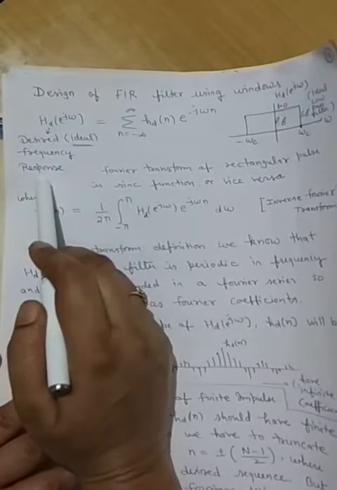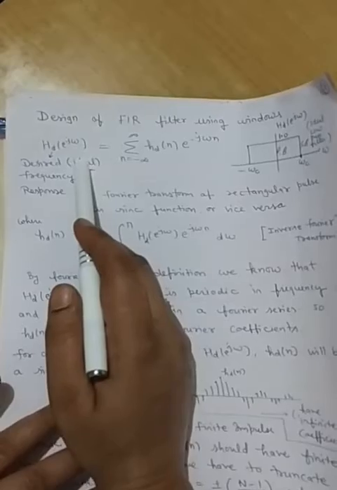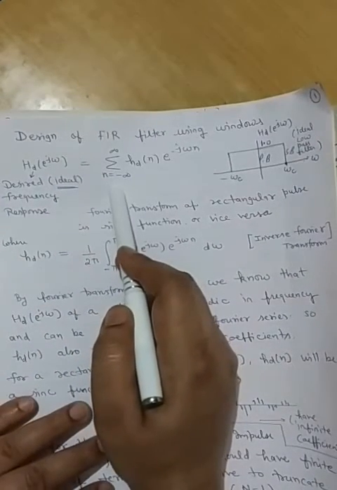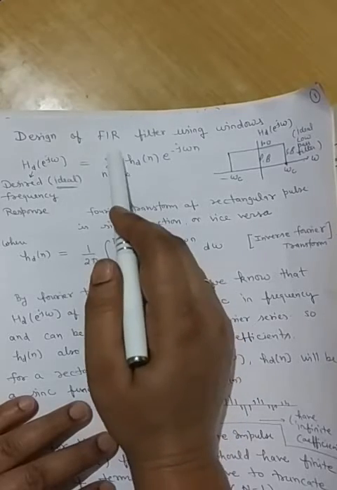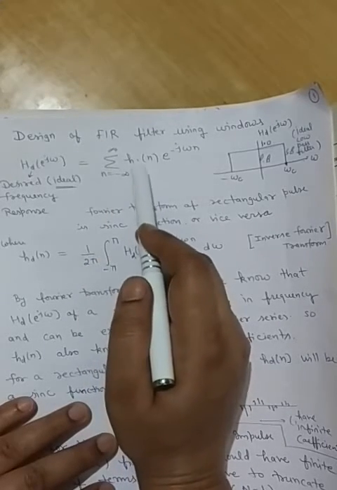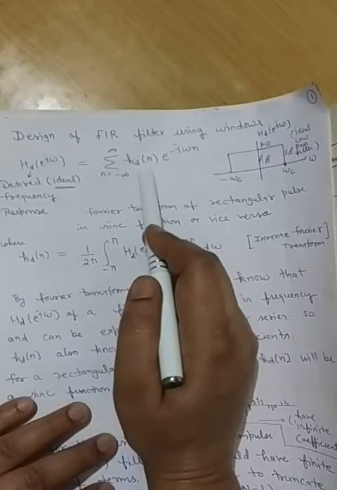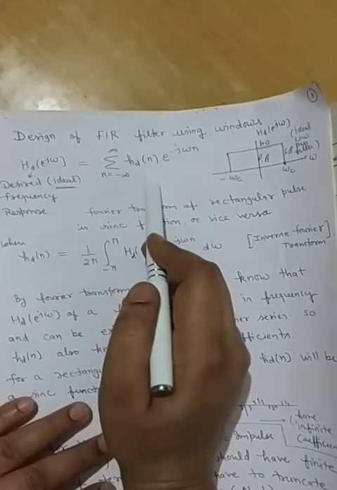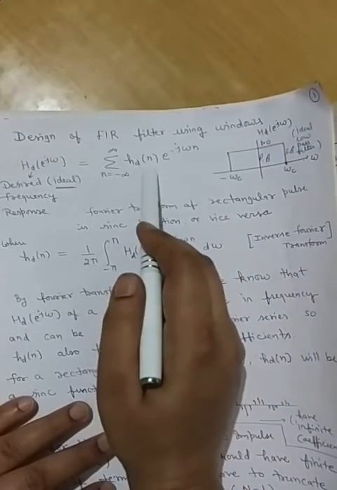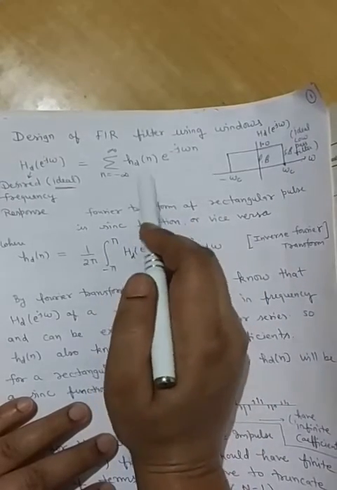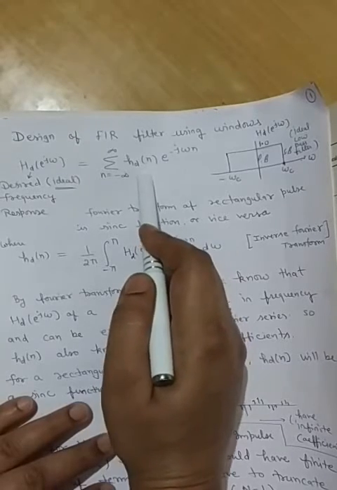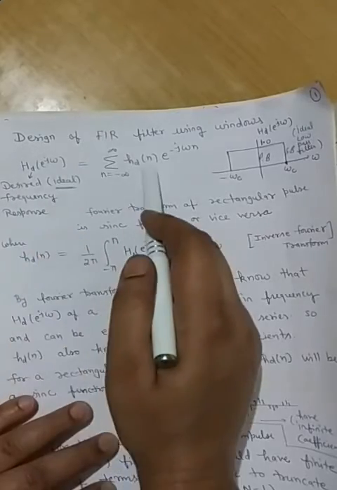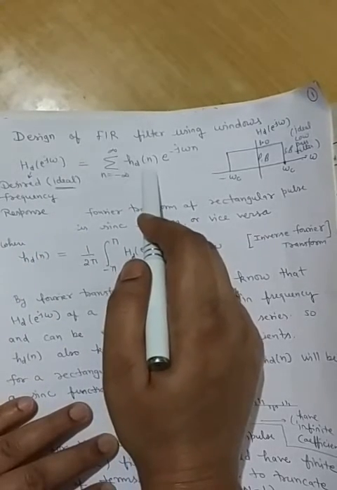This is the desired frequency response. So the mathematical expression of the desired frequency response is expressed in its Fourier transform formula, where n goes from minus infinity to infinity of hD(n). hD(n) is the desired impulse response corresponding to this desired frequency response. Okay, so when you want to find out hD(n), the desired impulse response corresponding to this desired frequency response, you have to take the inverse Fourier transform.